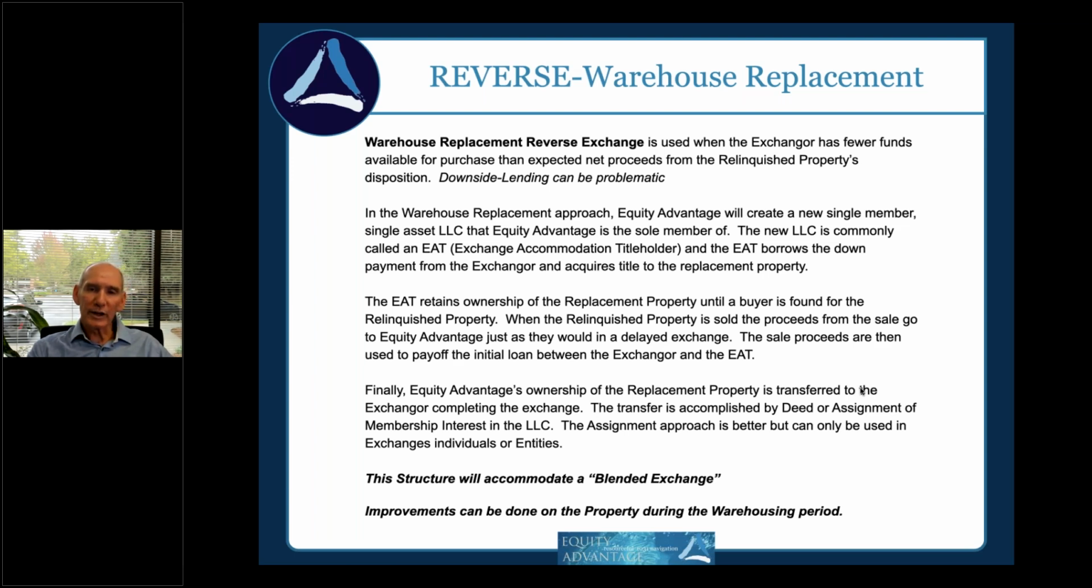So in a warehouse replacement reverse exchange, we're going to provide all the exchange documentation that's necessary. We're going to put the EAT together, which is just a fancy acronym for a single member, single asset limited liability company that we, as in the exchange company, are the member of. So you, the taxpayer, are going to show up at the purchase with the money required to buy that property. We're going to create a note between you and the EAT, and that EAT is going to take ownership of that property and maintain ownership until your property sells in the future. When your property sells in the future, the proceeds are going to come in from that sale, and we're going to use them to pay back any debt we've got to you.